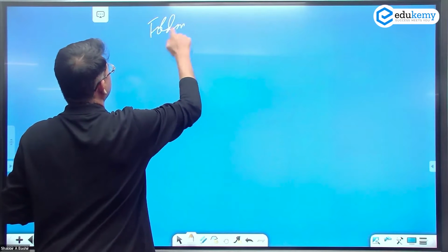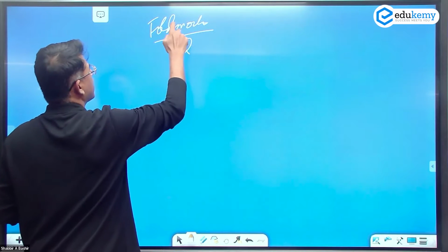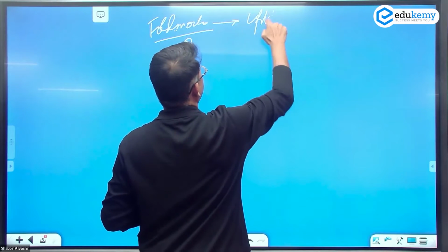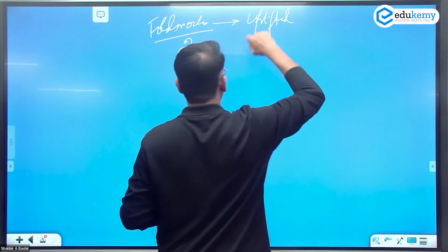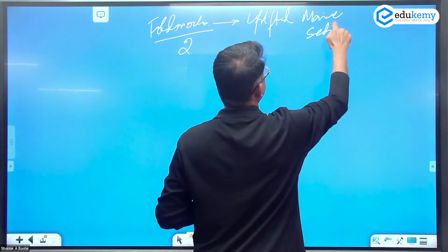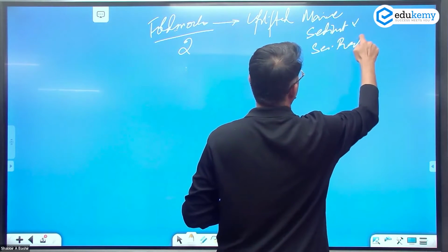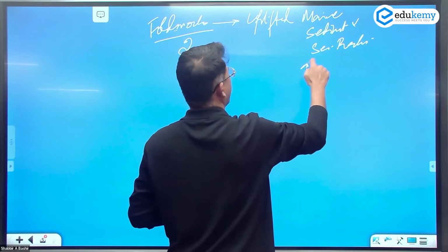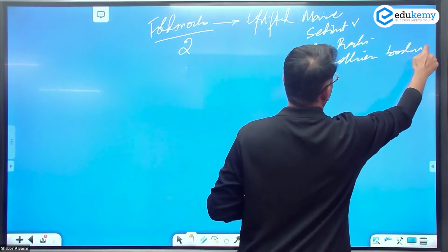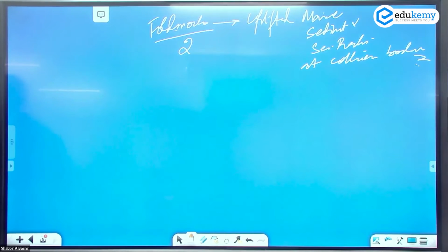Fold mountains. Therefore, these are of two types. So whenever I use the fold mountains, they are going to be uplifted marine sediments and sedimentary rocks at the collision boundaries. तो जब भी हम fold mountains बोलेंगे, so mountains are of different types.